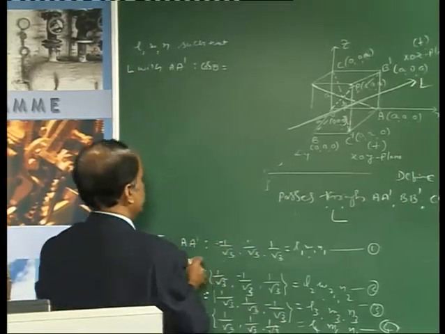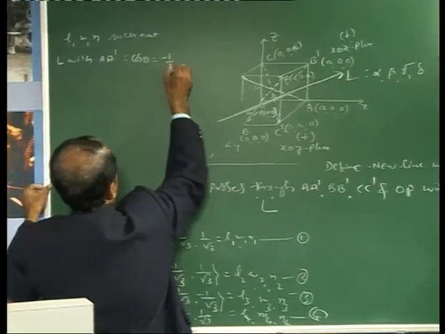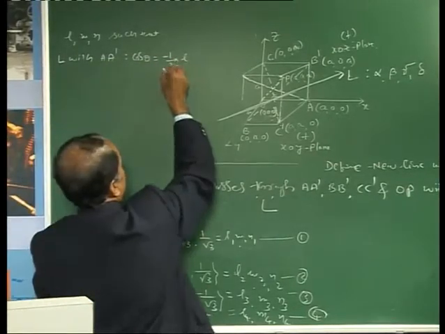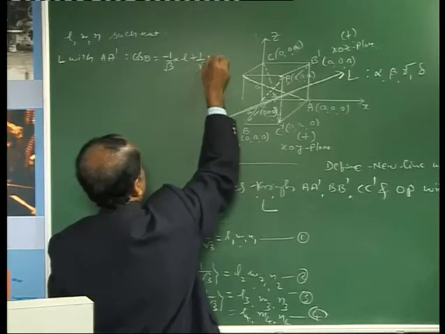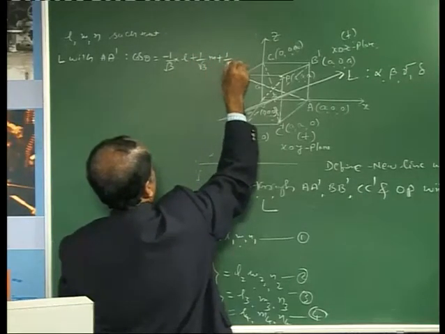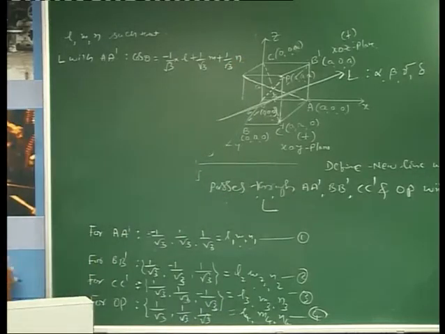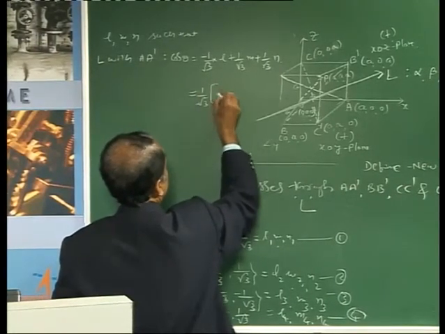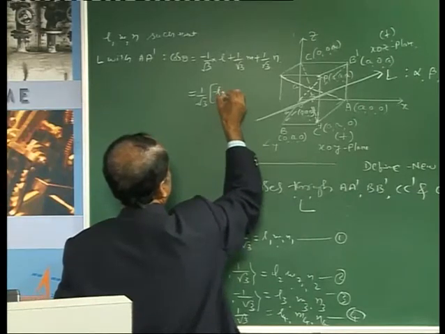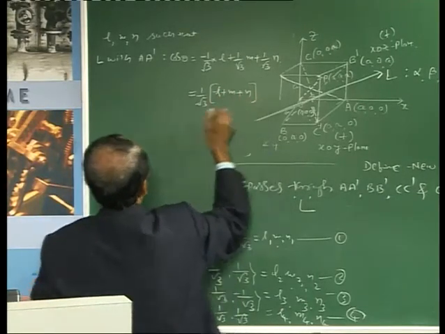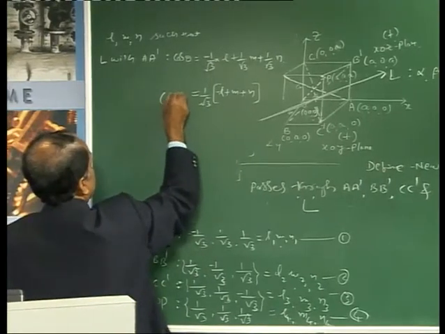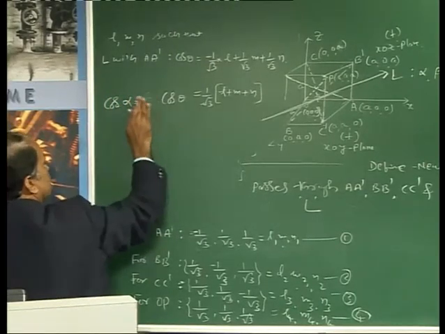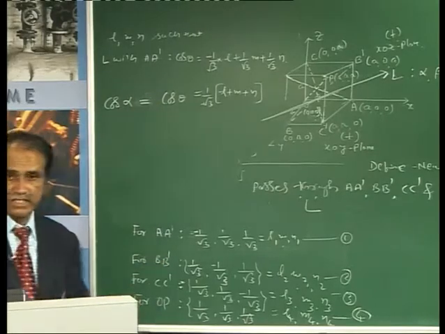a dash, it should be minus 1 by 3 first, then it must be minus 1 by 3 into this one is L, right, then plus 1 by root 3 m, plus 1 by root 3 should be n. Therefore, this must be written 1 by root 3 multiplied by minus L plus M plus N. This is the value of cos theta, but this one you represent as cos alpha. The common notation is cos theta.